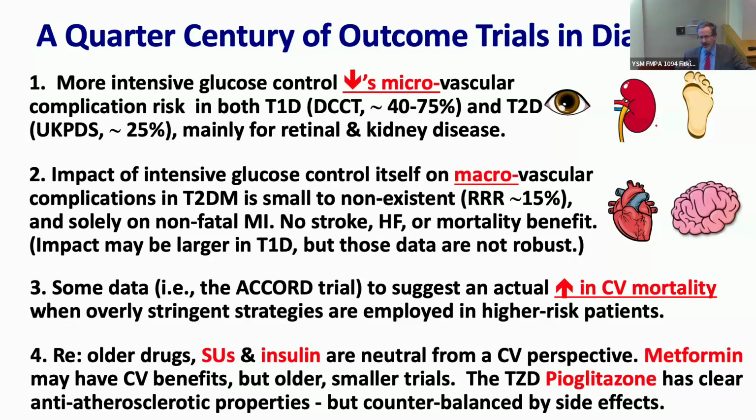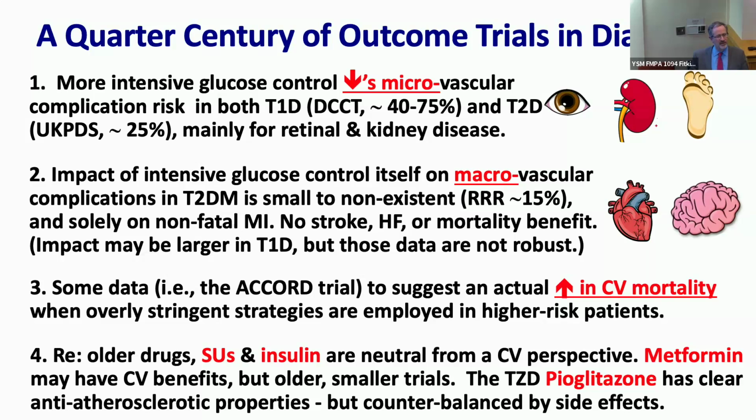And now if you look at individual drugs from the old days, so insulin, sulfonylureas, metformin, and the TZDs, insulin and SUs are neutral. At one point, they were thought to increase the risk of CVD, but they don't. They'll lower glucose, and you'll get all the microvascular benefits of lowering glucose, but you won't impact cardiovascular events. Metformin, smaller, older trials suggested a slight benefit in cardiovascular outcomes, but not a very robust database.